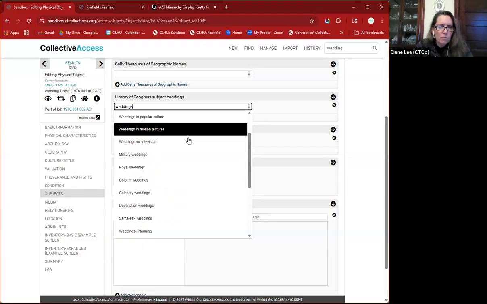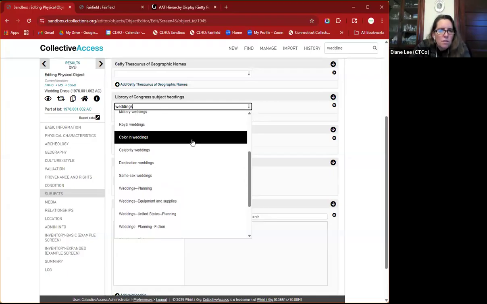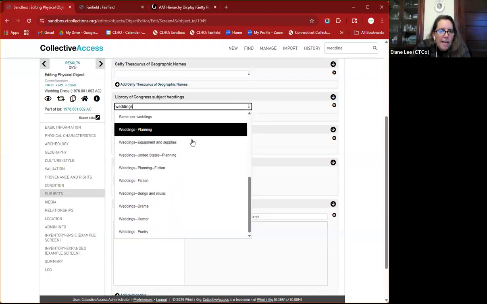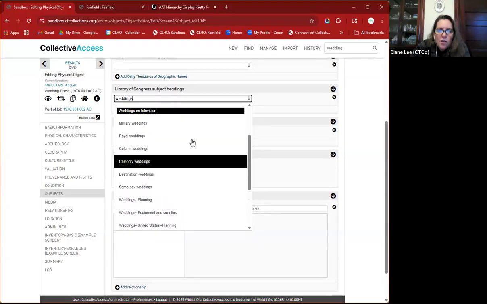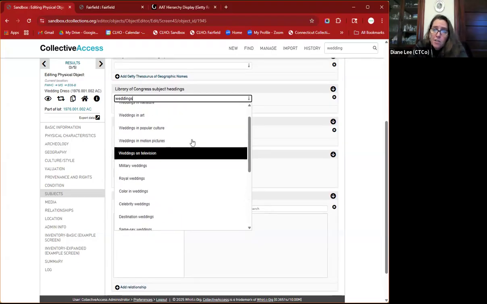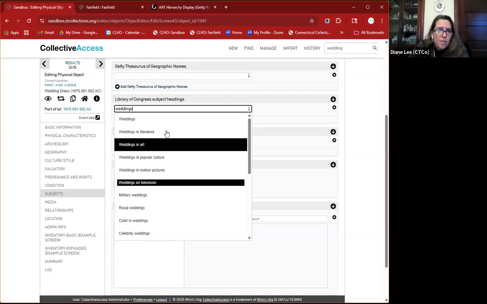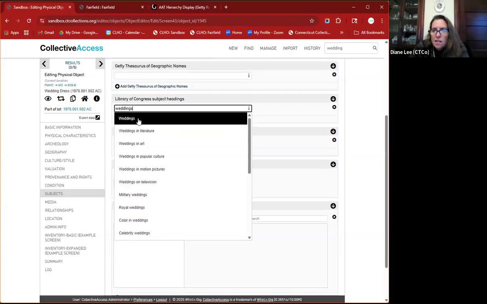There's a ceremony somewhere, weddings. And sometimes if you don't find the term you're looking for, you just kind of have to keep scrolling or look in that main Getty page. You can just put weddings to cover that. If you're using Library of Congress, Library of Congress is going to be much more broad than Getty.